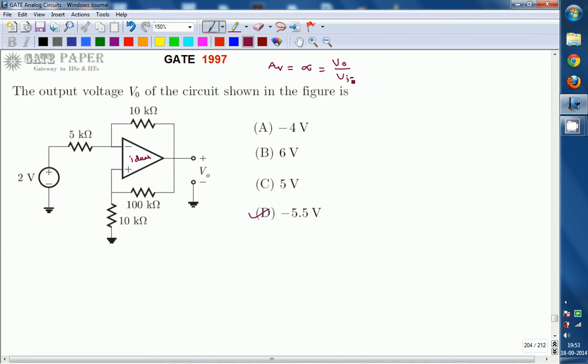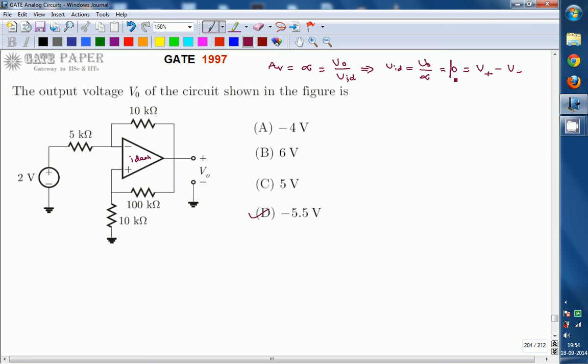Basically, the op amp amplifies the difference between the inputs, that is, the inverting and non-inverting inputs. So the gain is V0 divided by VID. VID is the input differential voltage, the difference between the non-inverting and inverting inputs, and the gain is infinite. From this we can write VID is equal to V0 divided by infinity, so VID is equal to 0. VID is the voltage at the non-inverting terminal minus the voltage at the inverting terminal.